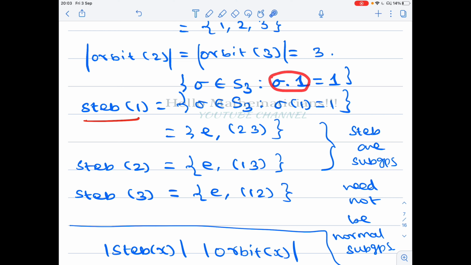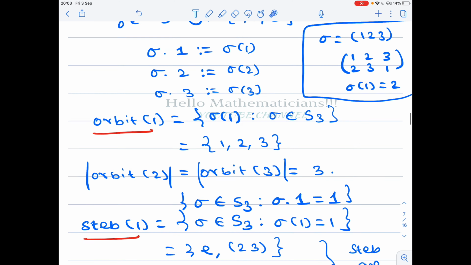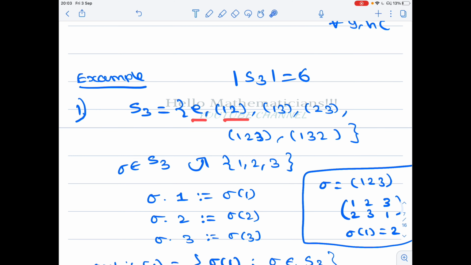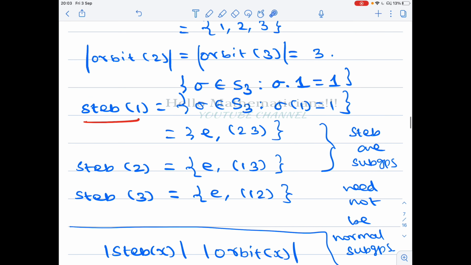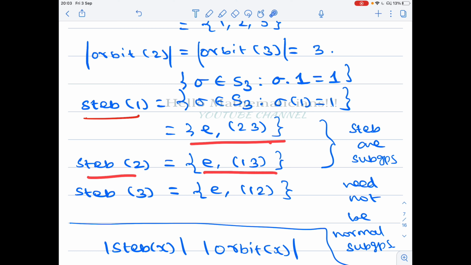Sigma dot 1 equal to 1 means sigma of 1 equal to 1, by the definition of the multiplication. Therefore, we want all the permutations that take 1 to 1. Among all the 6 permutations, only these two permutations take 1 to 1. Therefore, the stabilizer of 1 equals these two elements. Similarly, you can calculate stabilizers of other elements also.